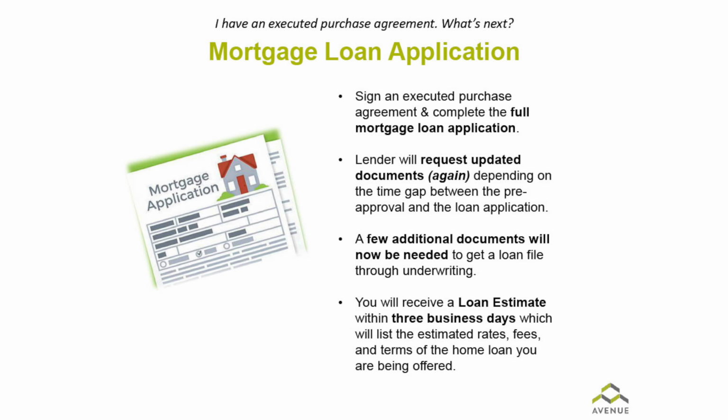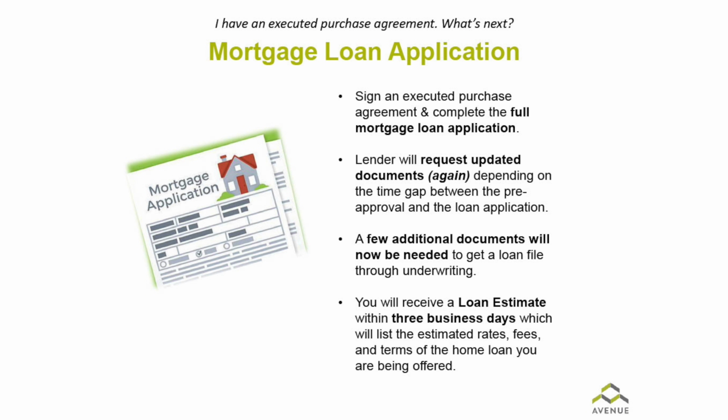It depends upon how long the time gap is, but you can go back to your list and go through it and say, okay, well, I've given you this, this, and this. Now all I need is this or this. Meaning, I've already given you a month's worth of pay stubs, and I found the house in 2 weeks. So here's the last pay stub, and you should be able to get it. But you have it all there together somewhere and know what you've provided. And then a few additional documents will now be needed to get a loan filed through underwriting.